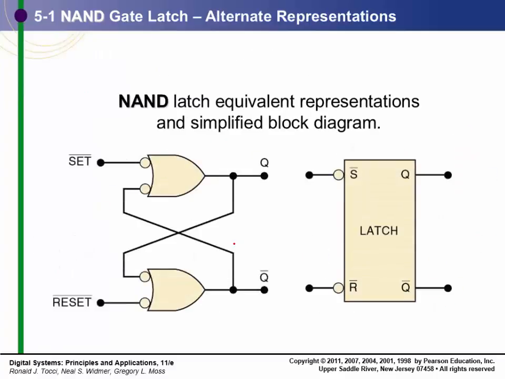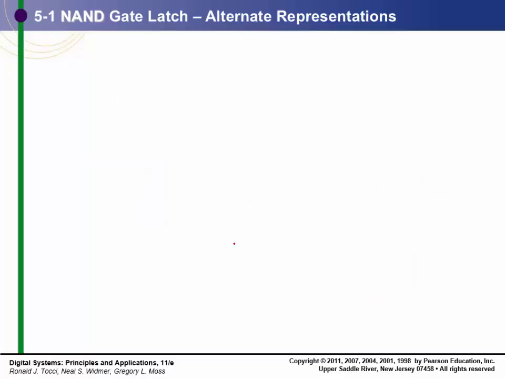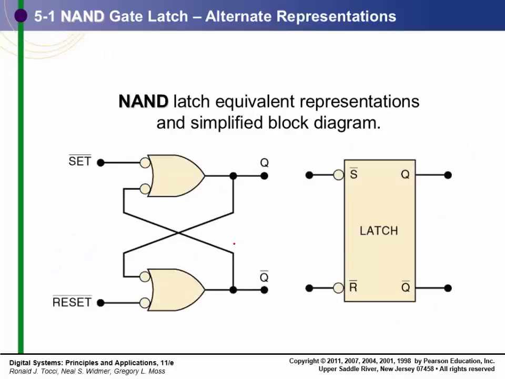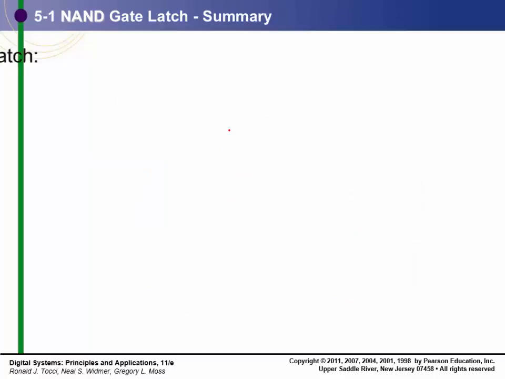So we could do the same thing with a NAND gate, where the only thing we do is reverse the S and the R, and it does the same thing. Equivalent block diagram. And incidentally, this is another way of showing the NAND gate. That's one of the things I need to go back and review, the alternate representations.